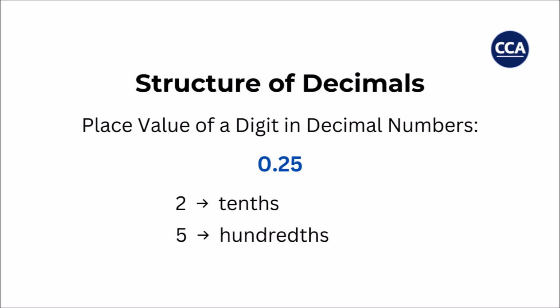Each place tells us how small the parts are. And when we combine them, they make 25 hundredths. So remember, each digit has its own place value, but together they form the total value of the number.